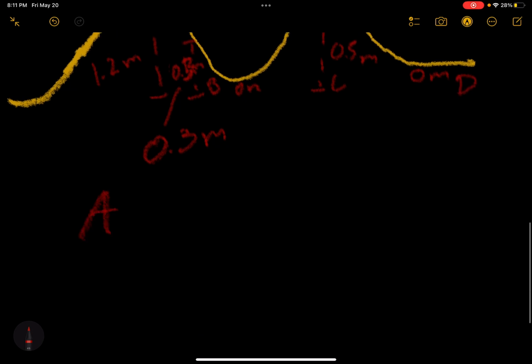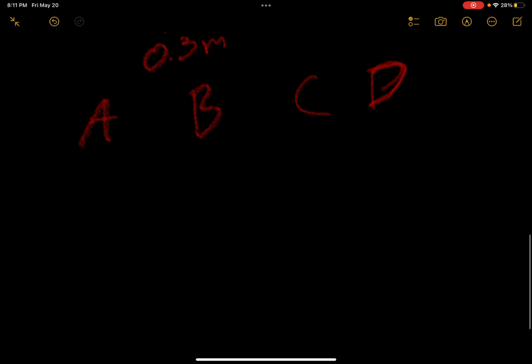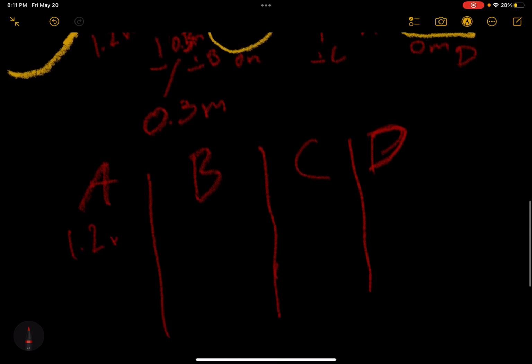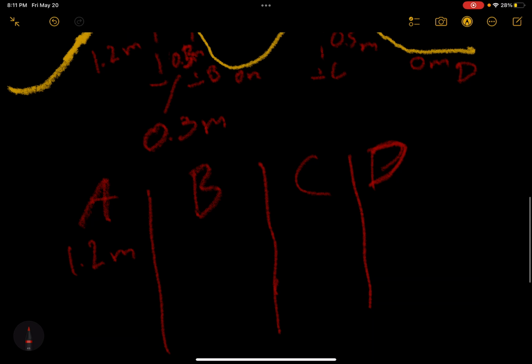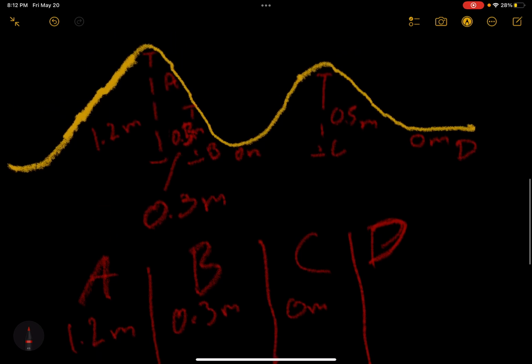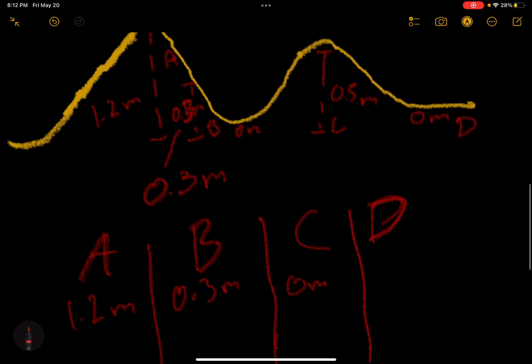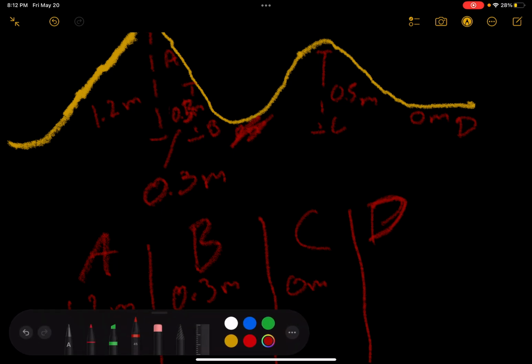So now let's make a quick table. A, B, C, D. All right. So now, let's take a look at A's height. A's height is 1.2. B's height is 0.3 meters, of course. This is 0 meters. And this is also. What's it? I might have missed one. Actually, this one doesn't really count, so it's fine. Keep going.